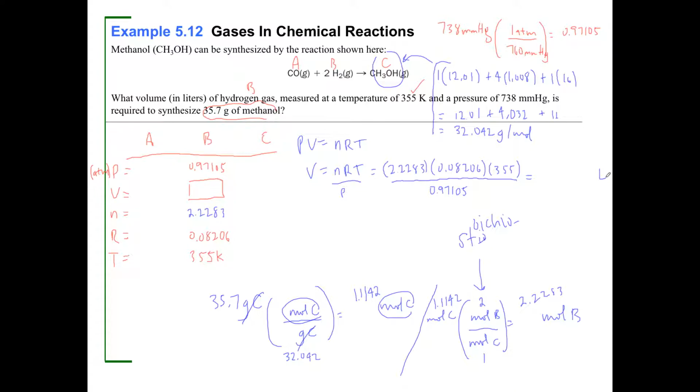2.2283 times 0.08206 times 355 divided by 0.97105 equals 66.85 liters. Let's do sig figs now. There's 3 sig figs in that number, 3 in that number, 3 in that number. It must be 3 here, right? So we're going to say that the volume is 66.9 liters. Look at that. What volume of hydrogen gas? 66.9 liters. I love that.